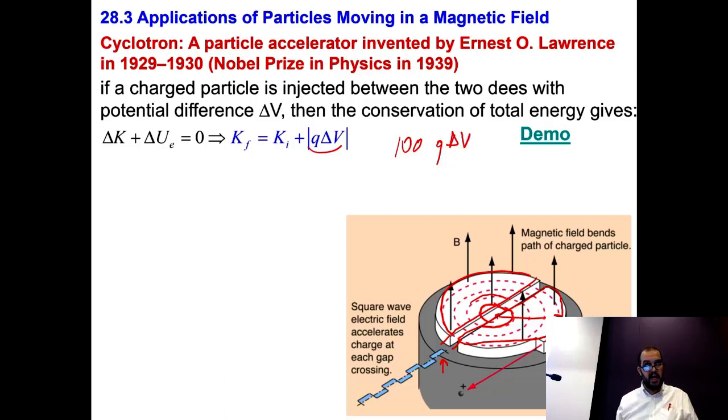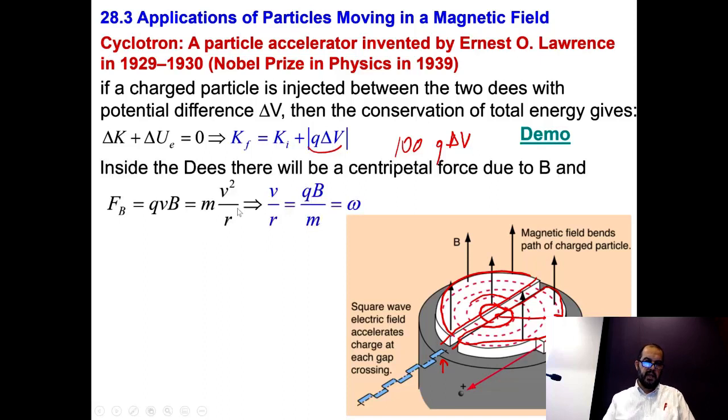So you can reach very high kinetic energies, very high velocities, and when you hit the molecules of a radiopharmaceutical, it becomes radioactive. Okay. Inside the D there is a centripetal force due to the magnetic field, and we can always write F is equal to QvB, which is mv squared over R.